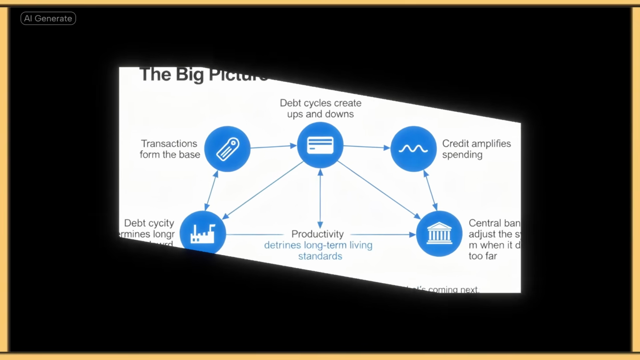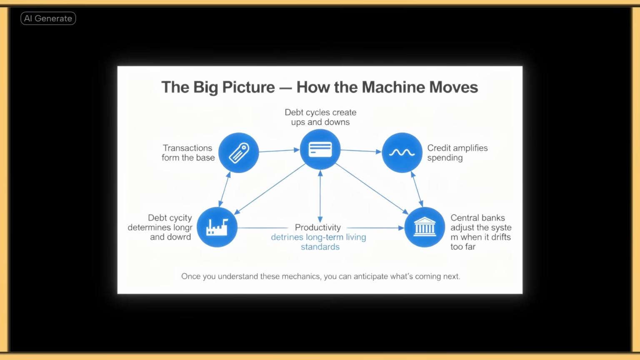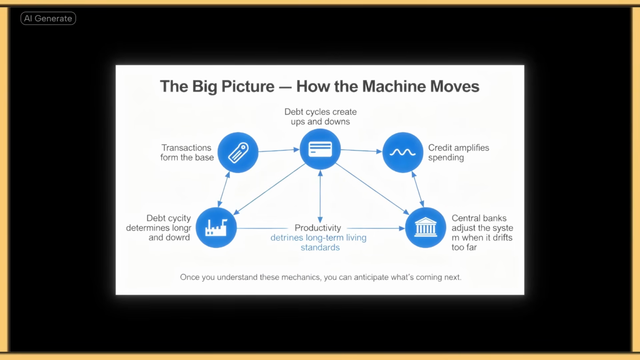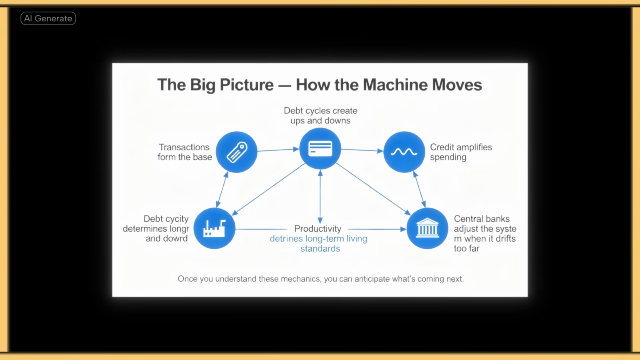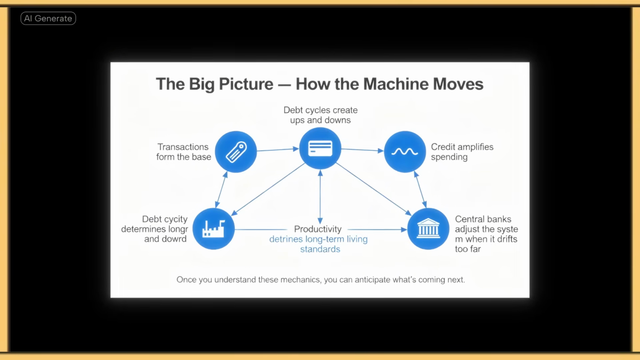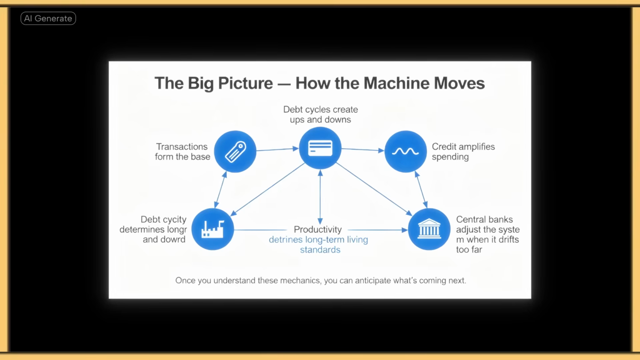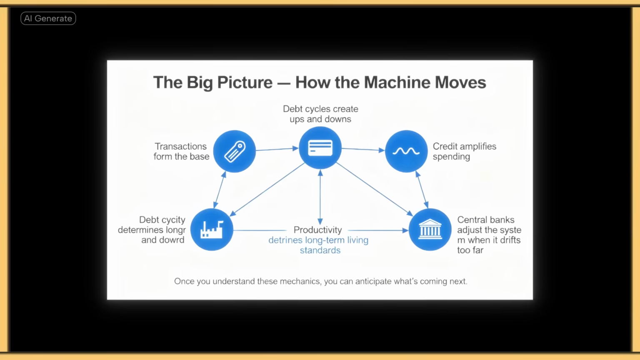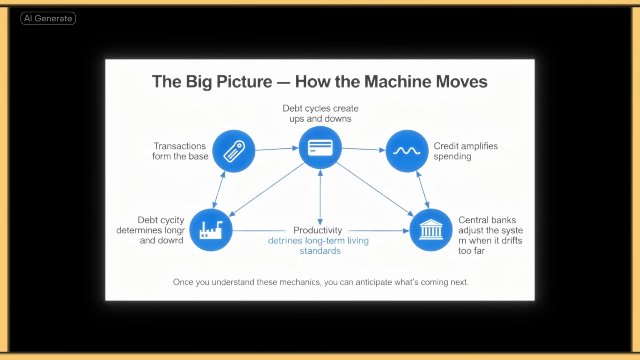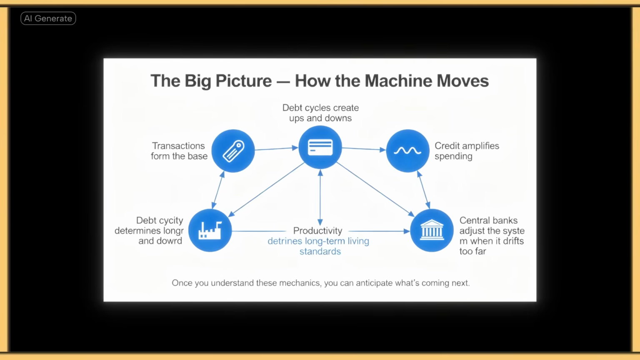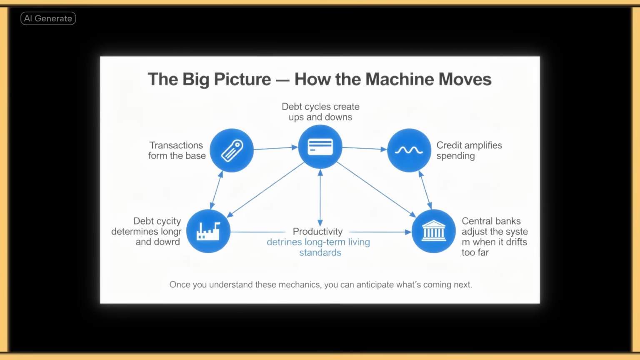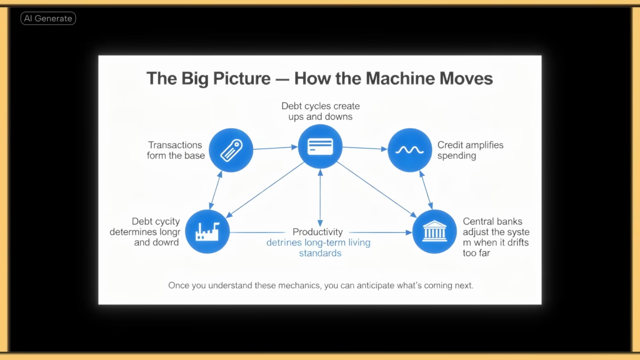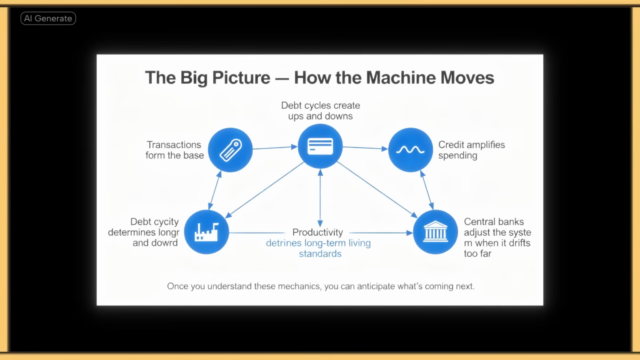10. The big picture, how the machine moves. When you put everything together, the economy becomes predictable. Transactions form the base. Credit amplifies spending. Debt cycles create ups and downs. Productivity determines long-term living standards. Central banks adjust the system when it drifts too far. Once you understand these mechanics, you can anticipate what's coming next.